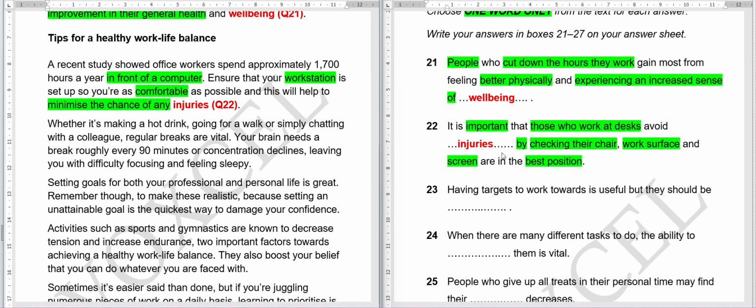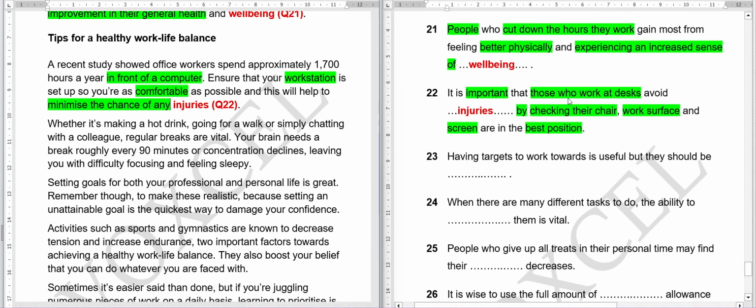So in front of the screen, basically in front of computer, is your screen and your workstation, your chair and your work surface. All right, so your workstation is a desk. So your chair, your table, your lighting, whatever your workstation is, as comfortable as possible. I hope it is clear. These things are like paraphrasing. They have done paraphrasing like this, and you should be able to identify the similarities between these two things.